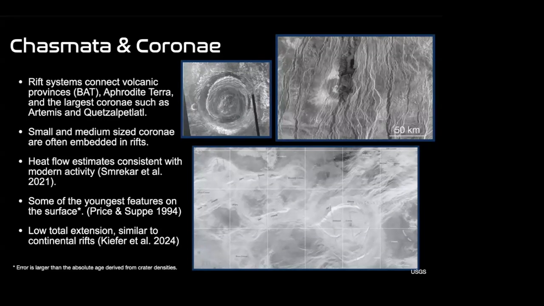So again, there's a lot of uncertainty, but they seem to be younger than most of what's on the surface of Venus. They also, similar to continental rifts, have pretty low degrees of extension. They're not like mid-ocean ridges where you have thousands of kilometers or miles of extension as you open up this ocean basin. They seem to be pretty limited to less than 70 kilometers of overall extension at most.